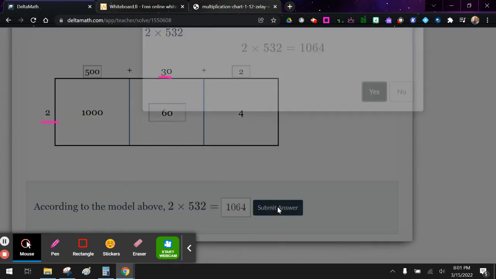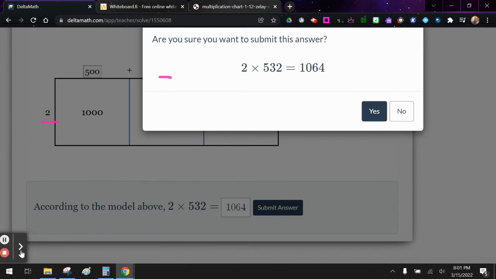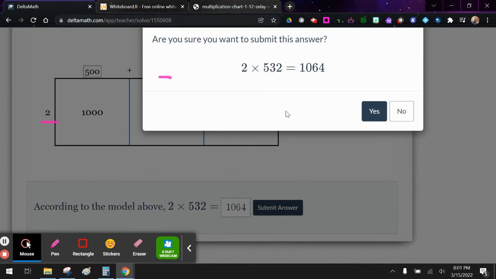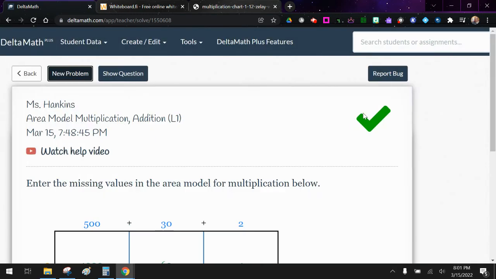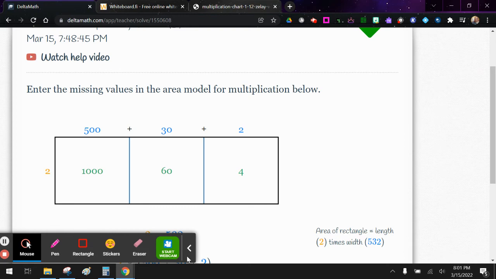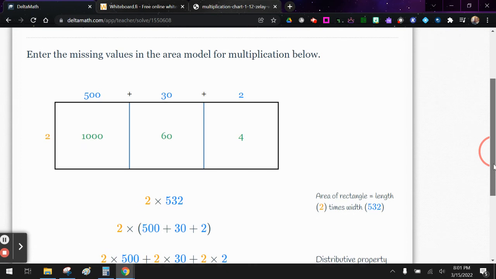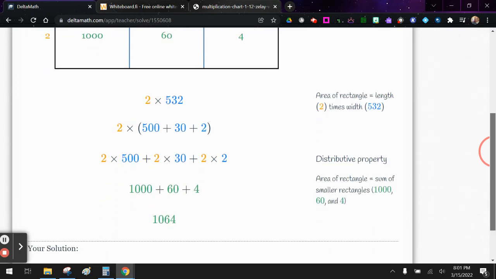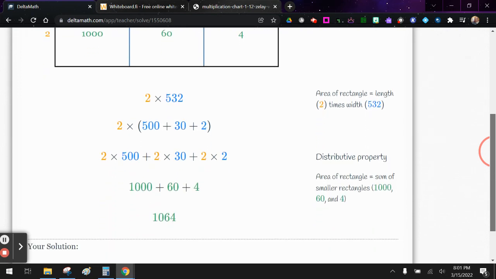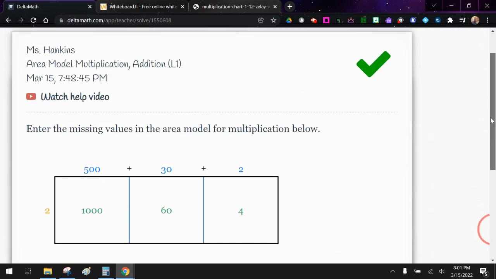Submit the answer. They're going to ask you, are you sure? And you want to say yes. Oh, can't clear it. And then in the top right corner, if you see a green check mark, that means you're right. Okay. So again, they will walk you through all the steps. You'll look at everything again, take another look at it so you understand how that works. And then it shows you your solution at the bottom, which is correct.